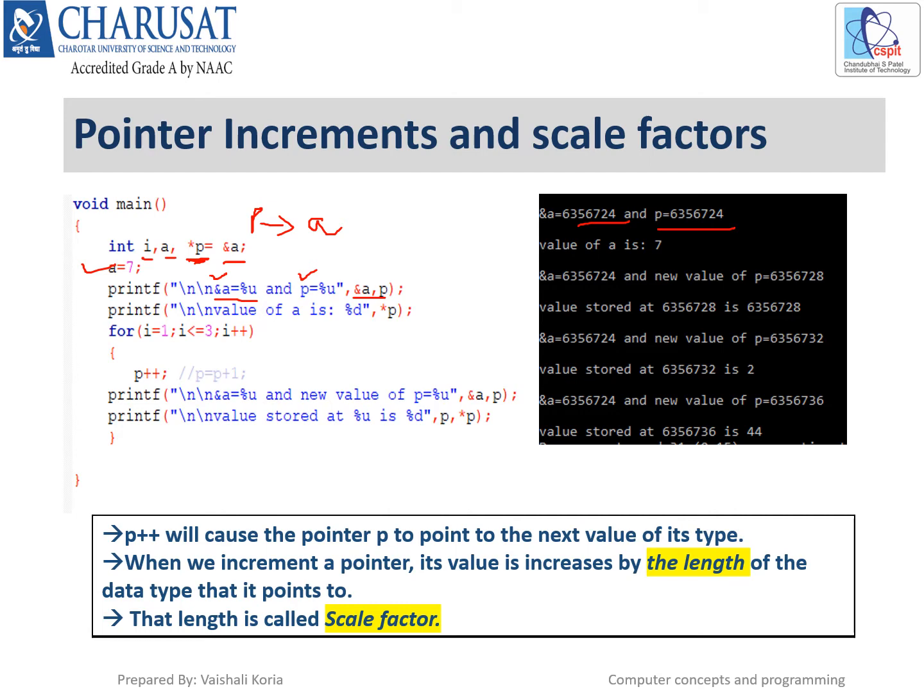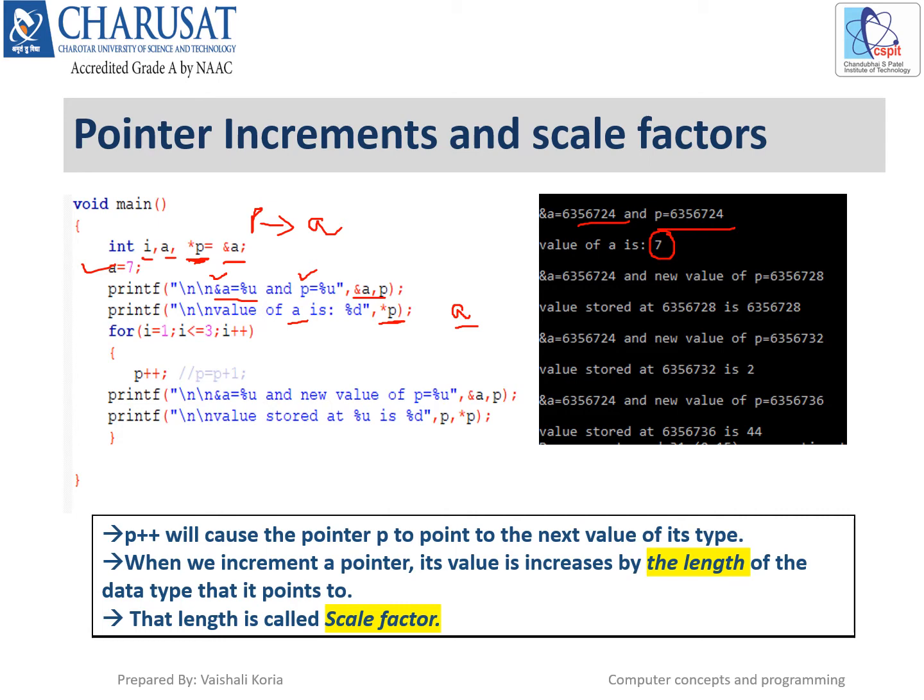Now the next printf, if we want to print the value of A, there are two methods. If you write A, then you can print the value of the variable A, or if you write star P, using this indirection or dereferencing operator, it will print the value stored at the address in P. In P there is 6356724. This is the address stored in the P variable, and at that location the value of A is stored. So when you print the value of A using the pointer variable with star P, the value of A will be printed, 7.